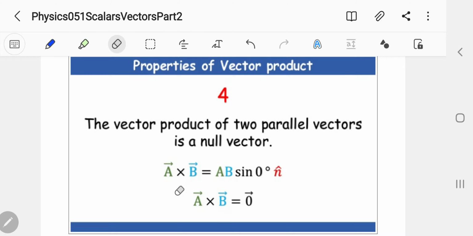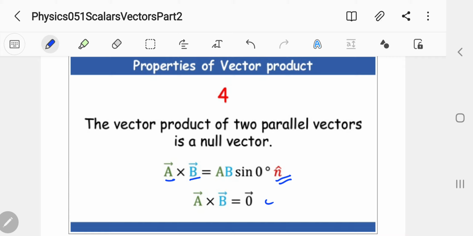So in this case, A and B are parallel. You cannot make a motion of A going to B, or a motion of B going to A, so the product is equal to 0 if they are parallel. But if they're perpendicular, that's the maximum magnitude of the vector product.